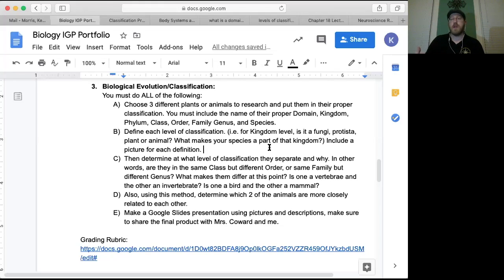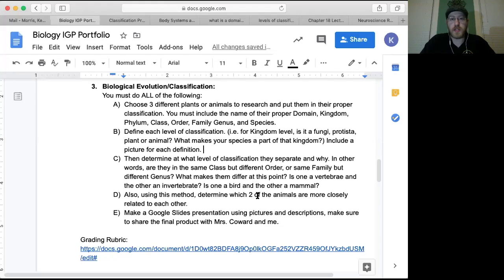Did you choose 2 different kinds of fish, or 2 different kinds of bear? Did you go to the animal or the plant kingdom? Did you choose 2 different types of flowers, or 2 or 3 different types of trees, or shrubs, or bushes, or whatever it is? Even types of grass, it doesn't matter. Whatever you're going to look at, where do they separate from each other? And once again, what makes them differ at this point?